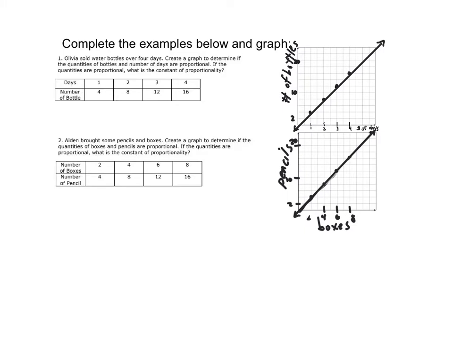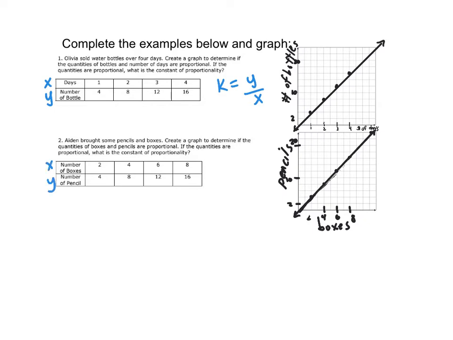Now I'm going to actually calculate to see if the quantities are proportional. Because it's asking me to find a constant of proportionality, I might as well just do it in that manner. Because the constant of proportionality is y over x, I might as well just do y over x, right? My x-axis was days and my y was bottles.